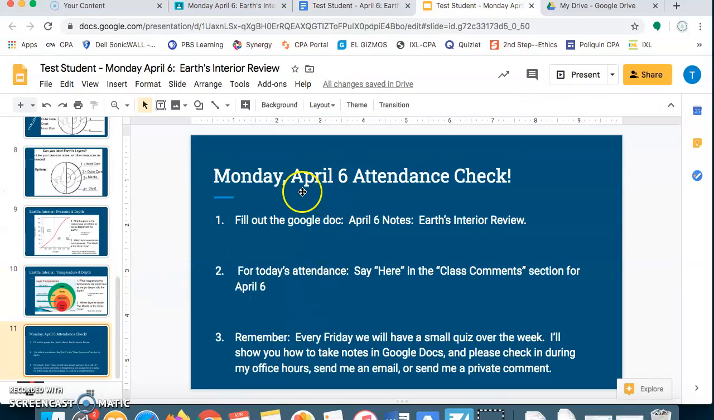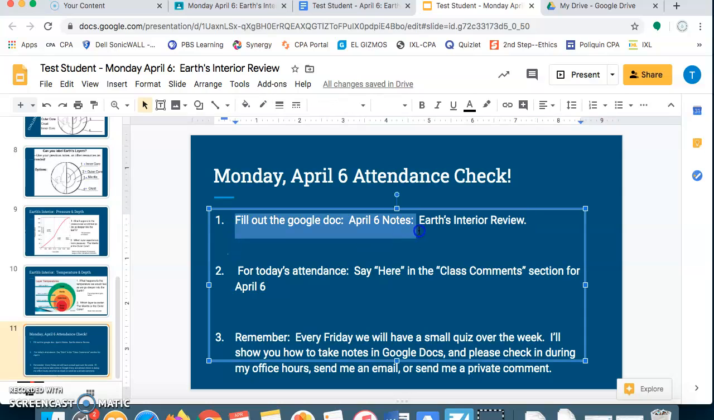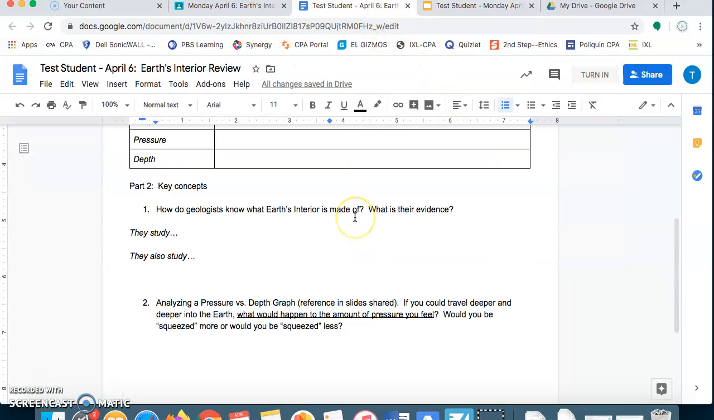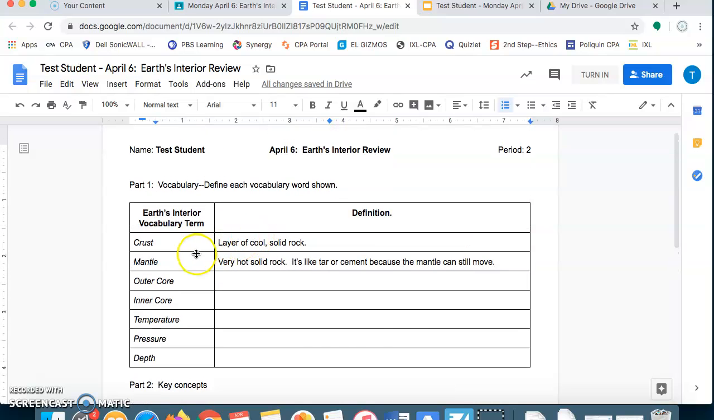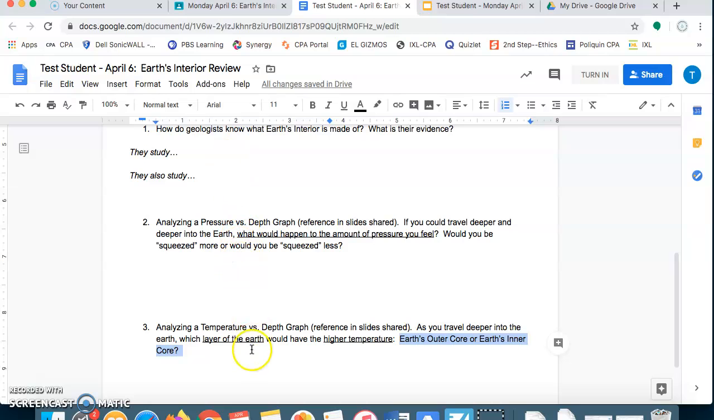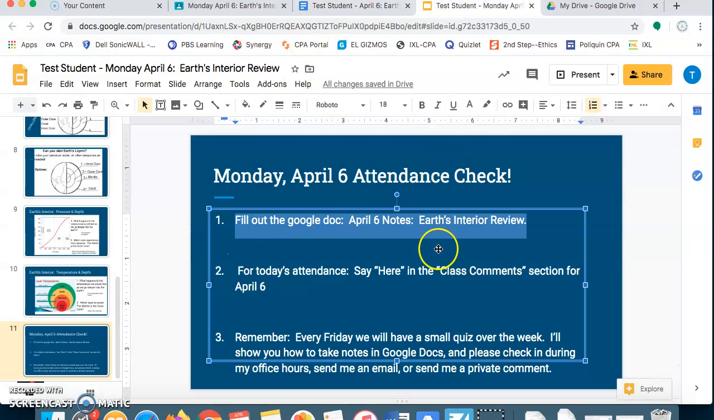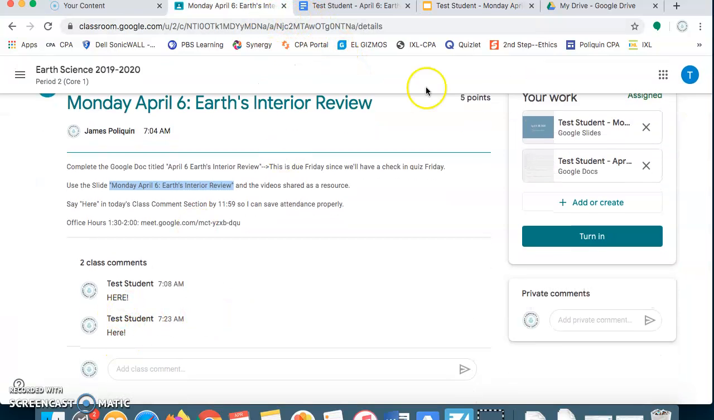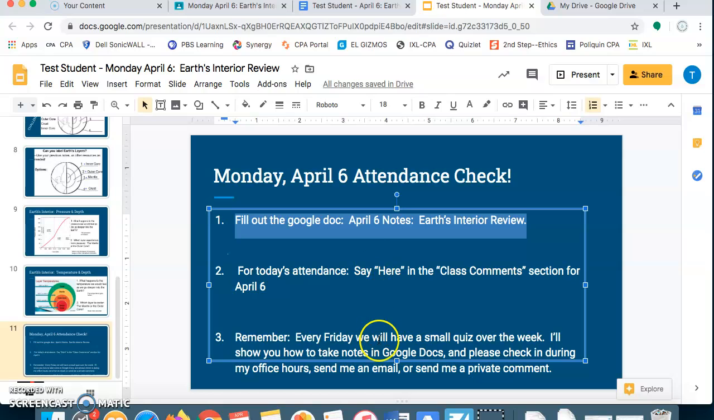I just want to make sure that I've filled everything out. So let's see. The last thing I wrap up was the attendance check. 1, fill out the Google Doc April 6 notes. Okay, that's this sheet. Have you defined all the vocabulary terms? Have you answered each question, 1, 2, and 3? Did you say here in the class comments section? Yep, did that.